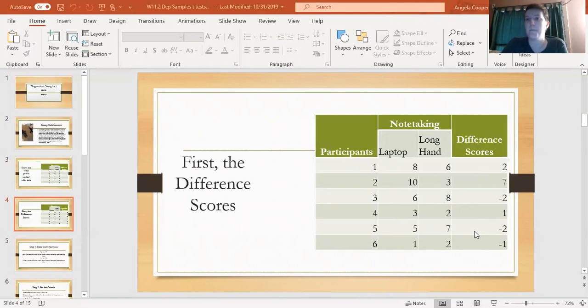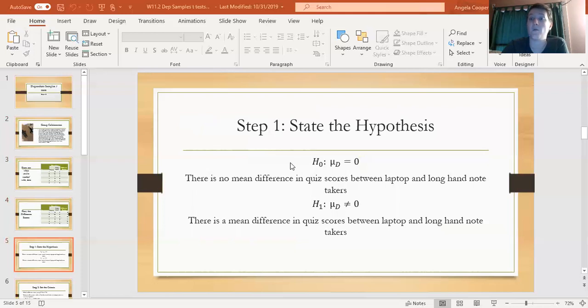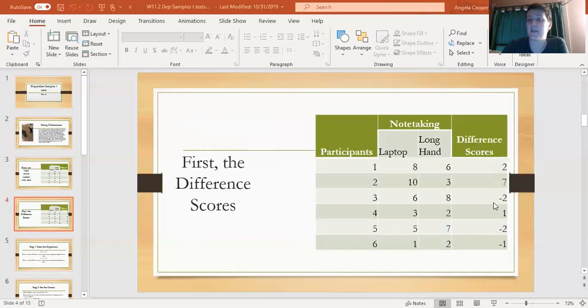Some might make more sense, like maybe you want to do post-test minus pre-test, maybe you want to do pre-test minus post-test, but ultimately it's not really that big of a concern which you subtract from which. It can go either way. Okay, so we have our difference scores of 2, 7, -2, 1, -2, -1, etc. So these are the numbers we're working with.